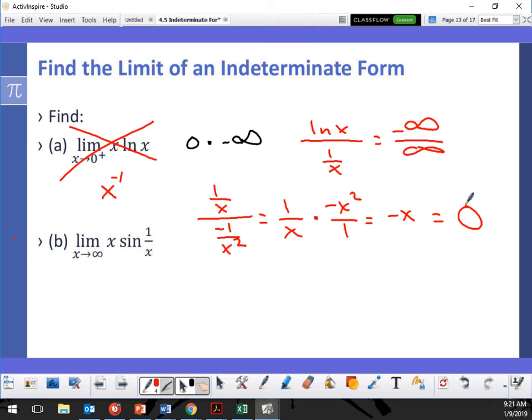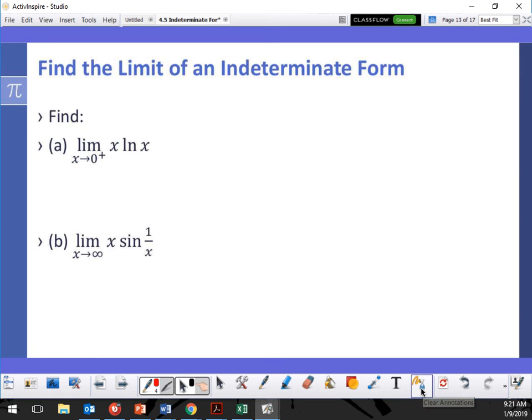Does that make sense now? Yep. Okay, I need to rework it to make it into the L'Hopital form. All right, did you guys write that down? Because I'm about ready to clear this. Okay, good.